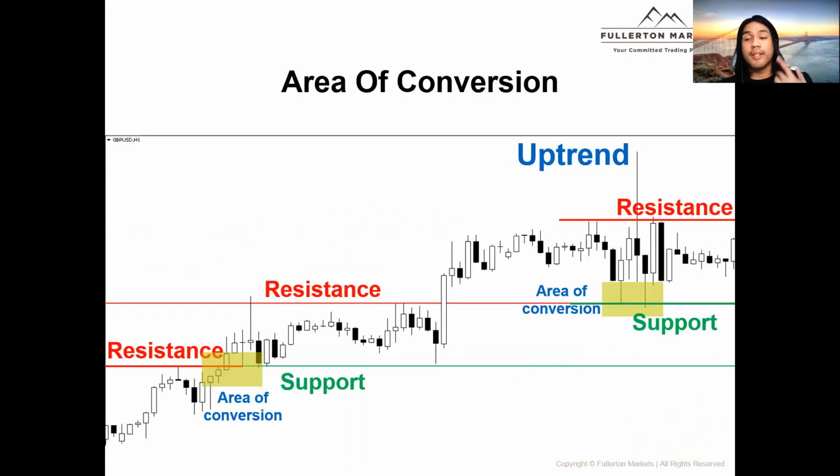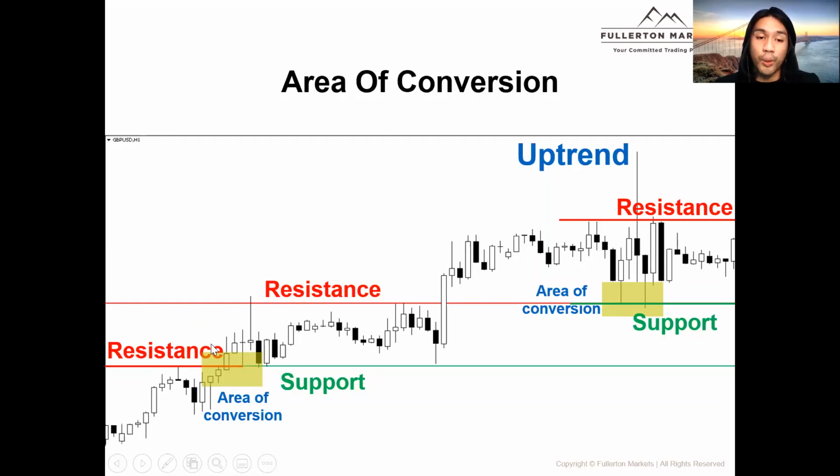Here is another example. This time we are looking at an uptrend. Why? Because as you can see, a lot of resistances were broken. Down here on the bottom left, we see prices moving towards the resistance. It tried once, failed, moved back down. It tried again, and this time it was successful in breaking through. Hence, this is known as the area of conversion, where the resistance has now been converted into a support.